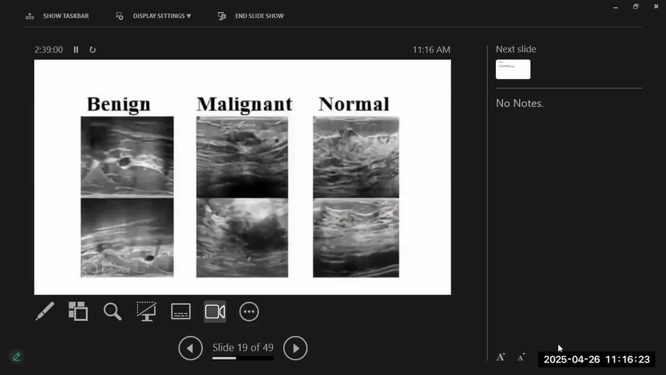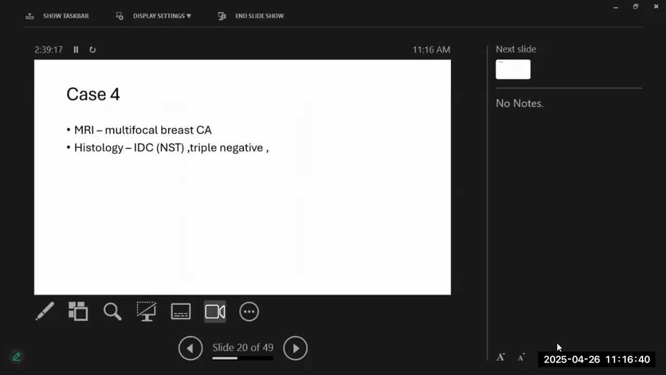Suspicious masses would be irregular, hypoechoic. They're taller than wide, not crossing the parallel lines, going down, and with vascularity. So those are the basic features. Yeah. So MRI confirmed that as a multifocal breast cancer. Histology, again, triple negative cancer.